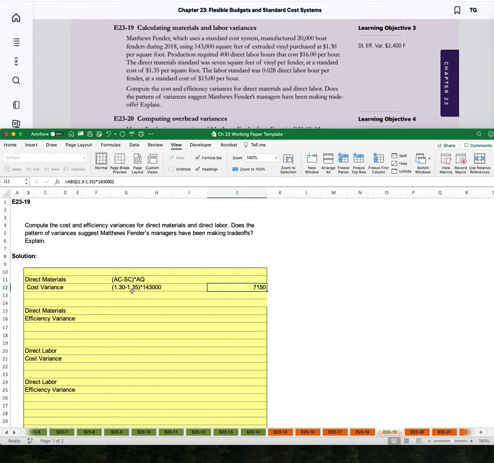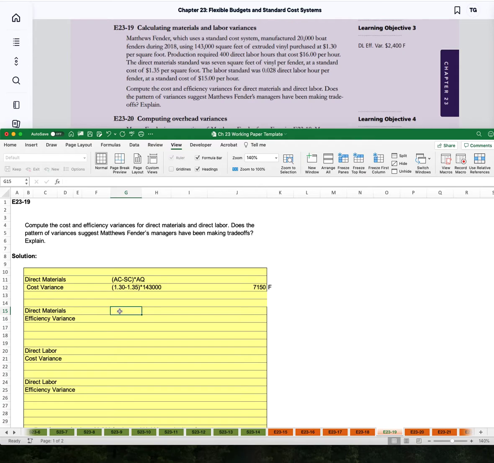And so now we're wondering, is this a favorable or an unfavorable variance? And if we look back at the information, actual cost of $1.30, standard cost of $1.35. So that means we paid 5 cents less per square foot than what is the standard, which means our expenses would have been less than expected, which means this would be a favorable variance because that would positively impact our operating income.